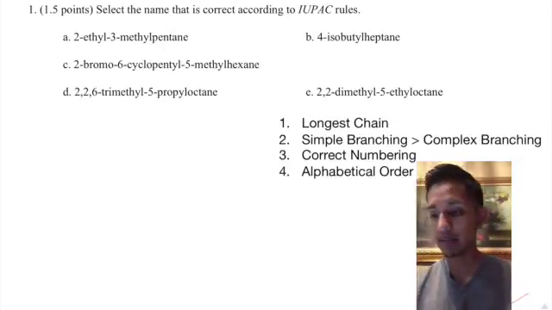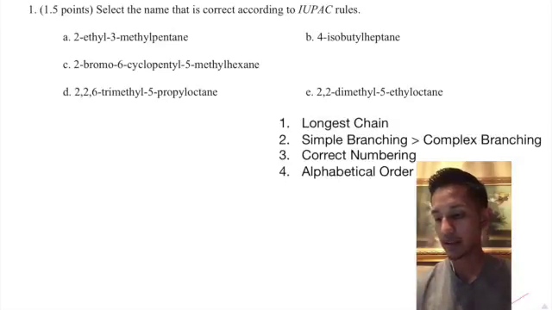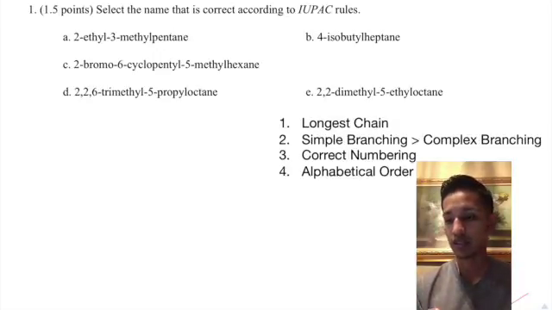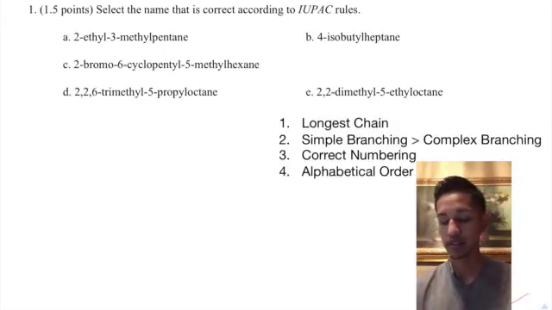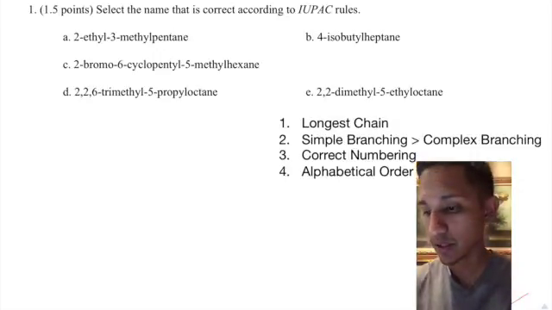Question 1 asks, select the name that is correct according to IUPAC rules. Some rules to keep in mind: we want our longest chain first as the base, the foundation. Simple branching is better than complex branching. You want the correct numbering, meaning you want 2-bromo if 2-bromo is the best option over 1-bromo, let's say. And you want everything in alphabetical order, ethyls before methyls, methyls before propyls, and so forth.